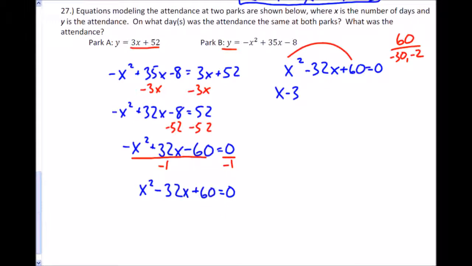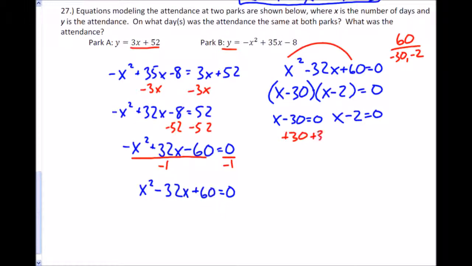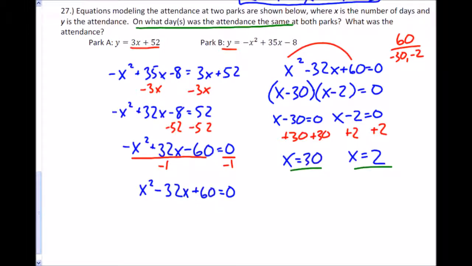I can use my shortcut, so it's x minus 30 times an x minus 2. And now I set each factor equal to 0. And I'm going to solve each. So here I add the 30 to each side. So I find out that x equals 30. Here I add the 2 to each side. So that's x equals 2. And that answers my first question. The first question said, on what days will the attendance be the same? And it's on day 30 and day 2.